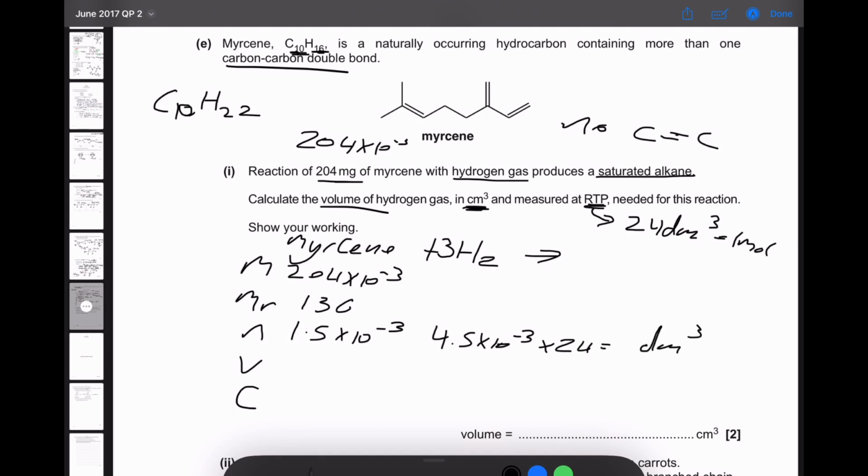So 4.5 times 10 to the minus 3 times 24 gives you 0.108. So you then times that by 1,000 to get centimeters cubed, which is 108 centimeters cubed.